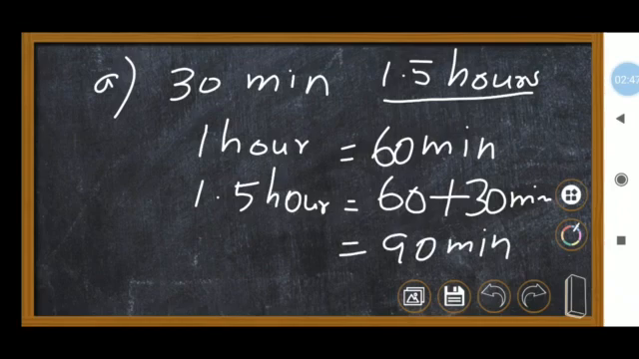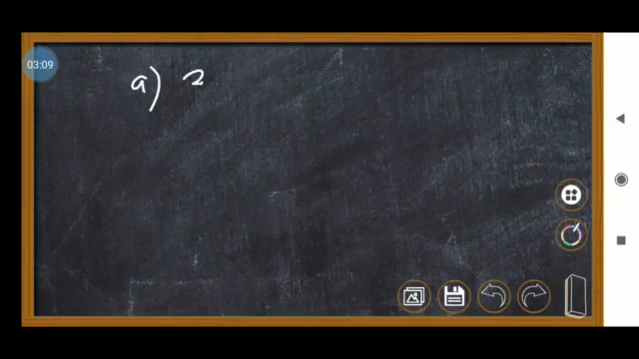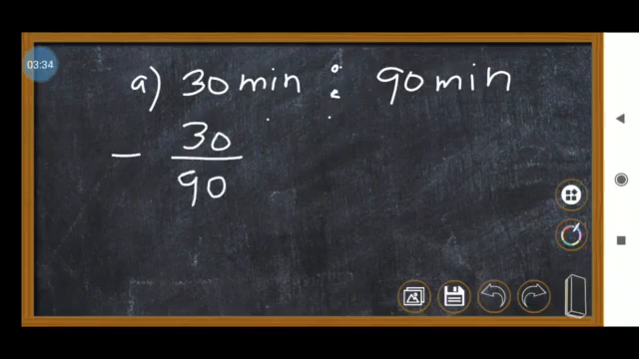So the first thing to notice is that 1.5 hours is 90 minutes. Here you have to find the ratio between 30 minutes and 90 minutes. Ratio means you have to put the 'is to' symbol. So 30 minutes is to 90 minutes, we can write as 30 by 90.